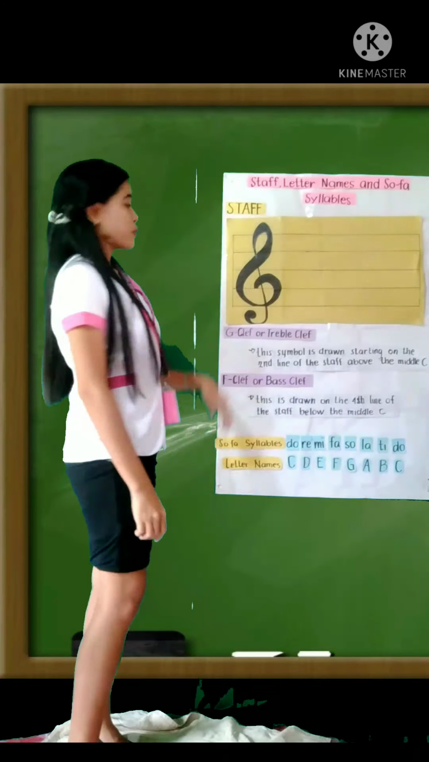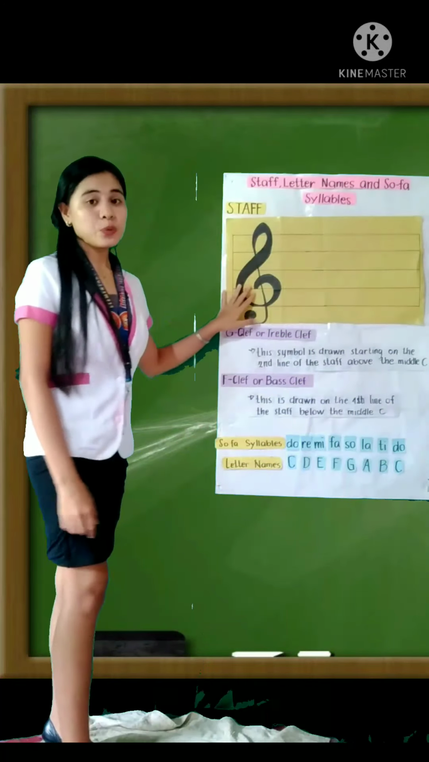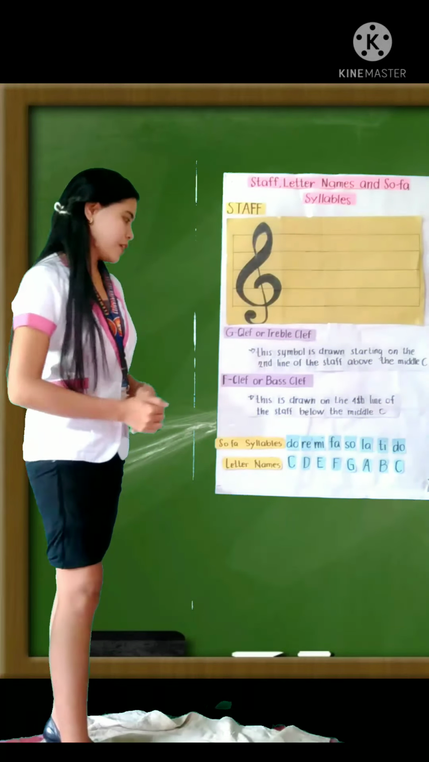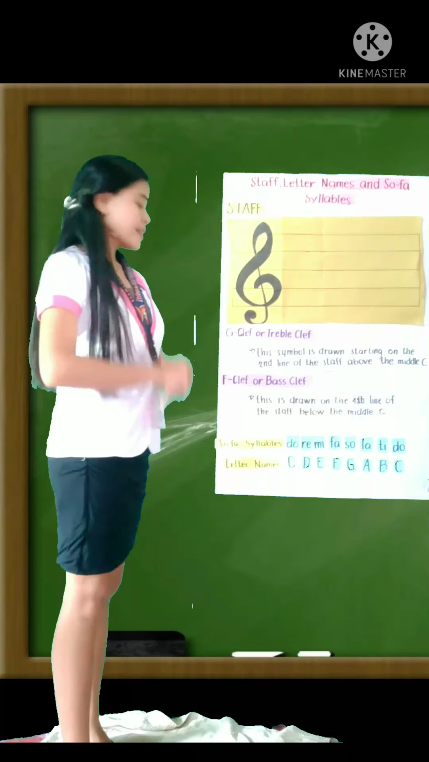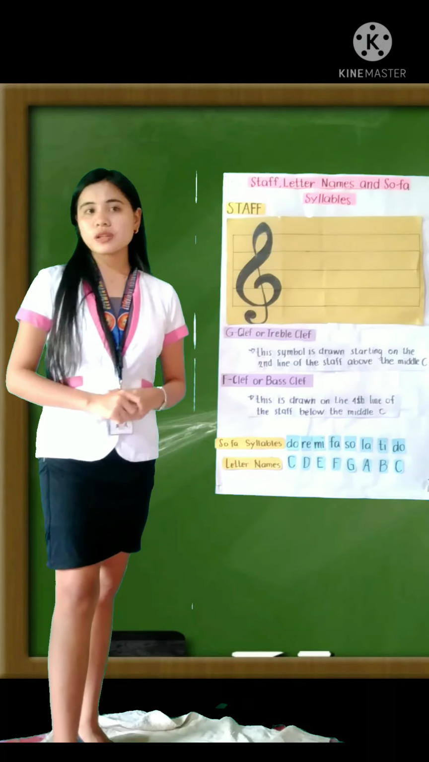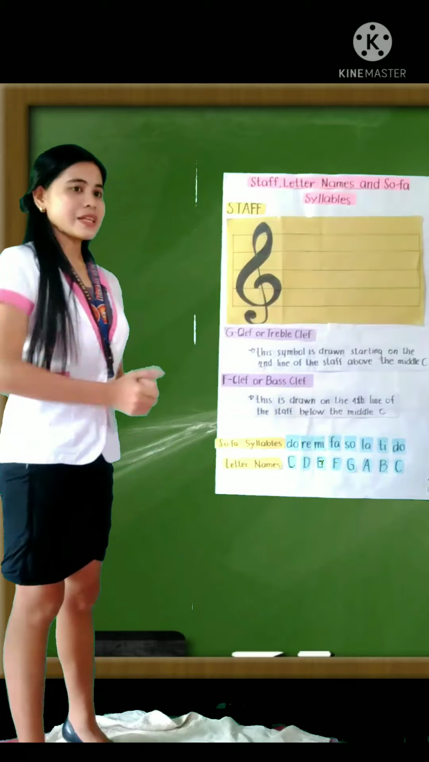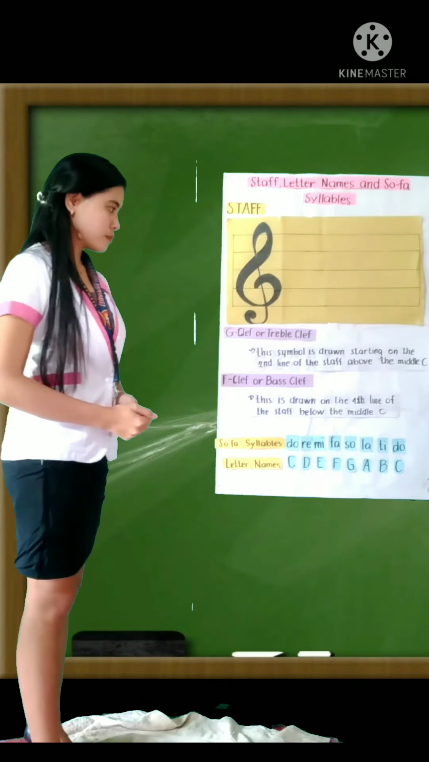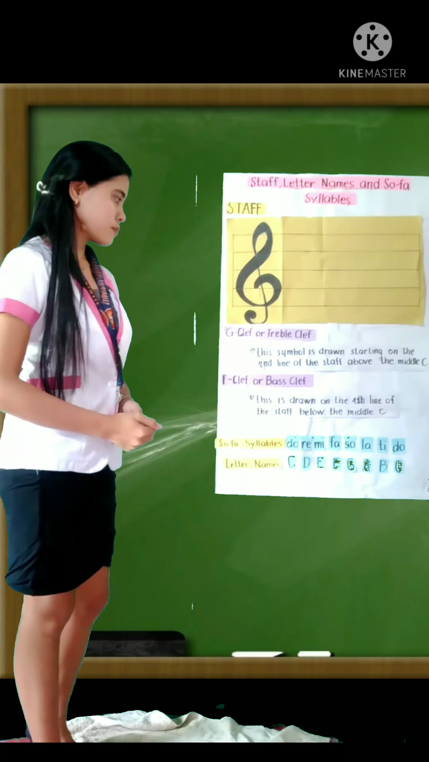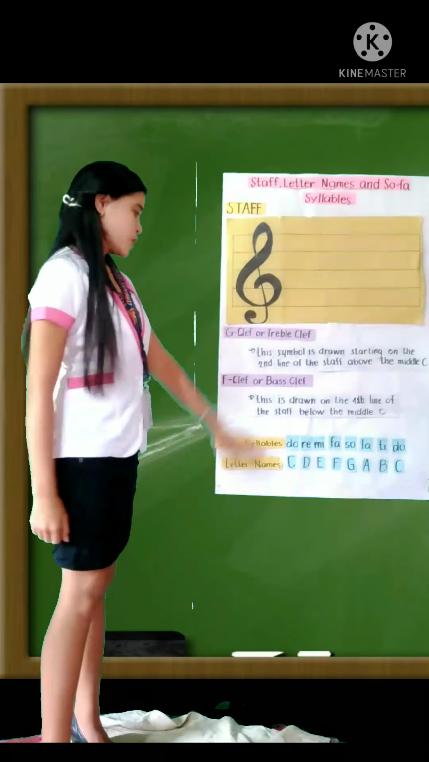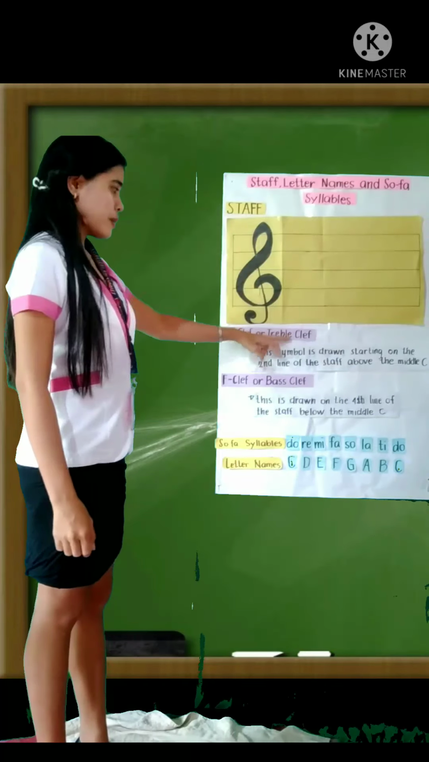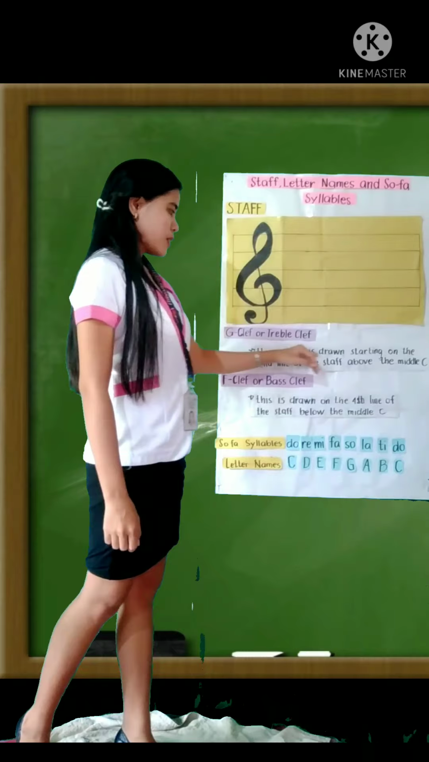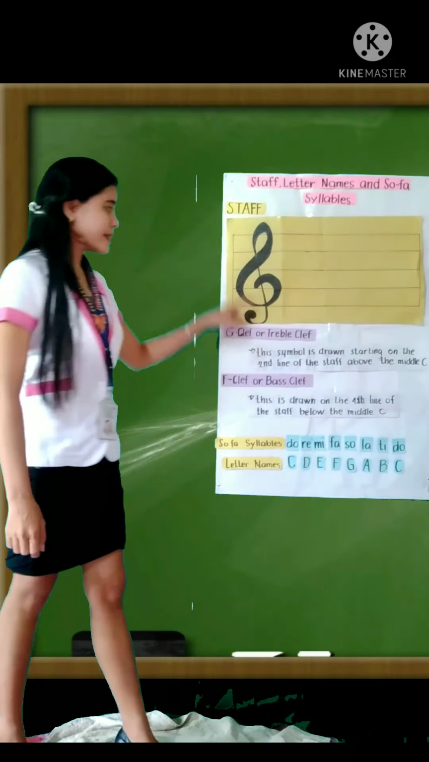So okay, this is what we call the G clef or treble clef. So what is a G clef or treble clef? Please, Marie, read. This symbol is drawn starting on the second line of the staff above the middle C. Very good. So the G clef or treble clef is this symbol drawn starting on the second line.